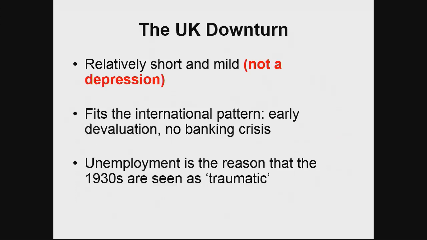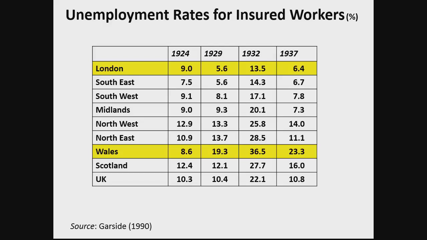So the UK downturn was short and mild, relatively speaking. The UK fits the international pattern, as I'll spell out in a bit more detail in a moment. It left the gold standard very early, and not a single bank failed in the UK. Quite an interesting thought. But the reason we still think of the 1930s as traumatic is unemployment. Unemployment rates for insured workers were typically quite high. Not everybody was an insured worker. These are a bit higher than the sort of story for the economy if you go beyond the national insurance system. But nevertheless, they'll do for our purpose.